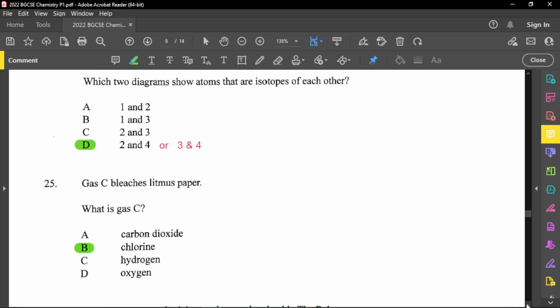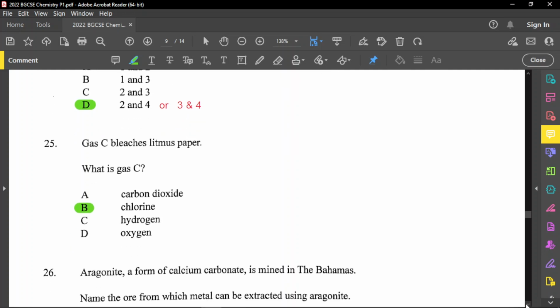Now, question number 25: a gas C bleaches litmus paper. What is gas C? This one is chlorine. They even use the word bleach. The fact is, chlorine really changes litmus paper, bleaches it, decolorizes it, because bleach tends to decolorize most pigments. All right, so definitely chlorine is the answer, right? And chlorine is found in bleach.